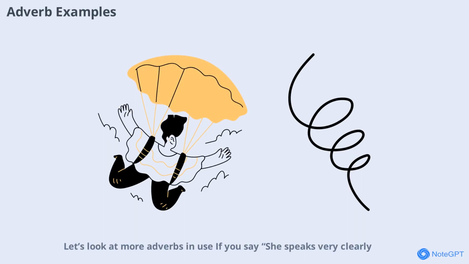If you say, "She speaks very clearly," very modifies clearly and clearly modifies speaks. Adverbs can also tell when something happens, like yesterday or online. By using adverbs, you can make your sentences more precise and expressive.